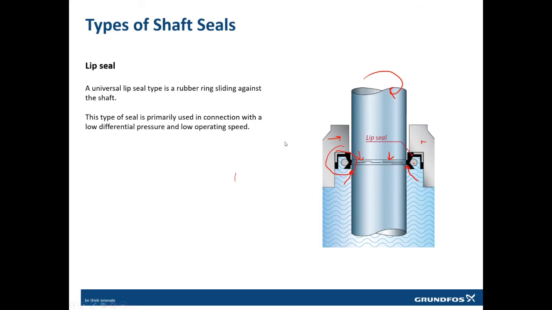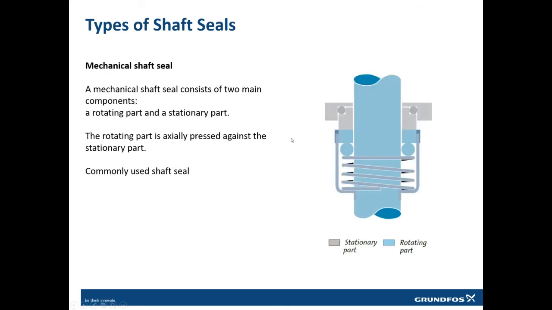Now, the most commonly used shaft seal today is the mechanical shaft seal. What is a mechanical shaft seal? In a mechanical shaft seal, you have the same shaft which will rotate. The pump housing, this is the pump housing, is the stationary part which will not rotate. This is the moving part.